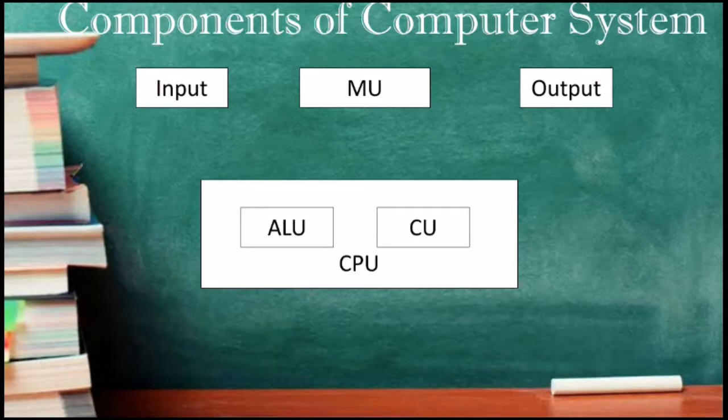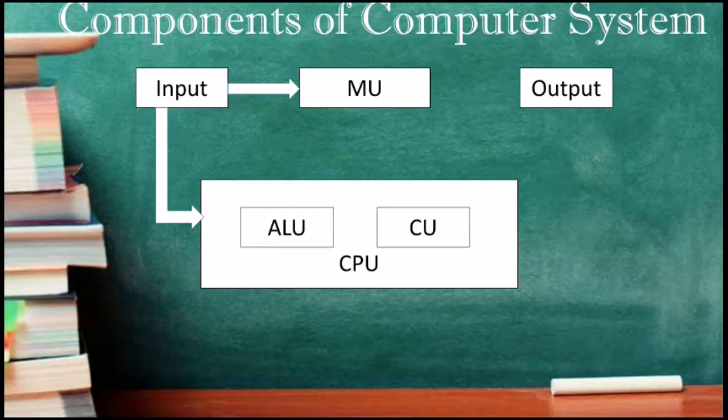So the first one is input unit. Input devices are used to provide or supply the data to CPU for processing. Data can be converted into computer acceptable form. It accepts the instruction from the external sources. For example, keyboard, mouse, mic, scanner, etc.